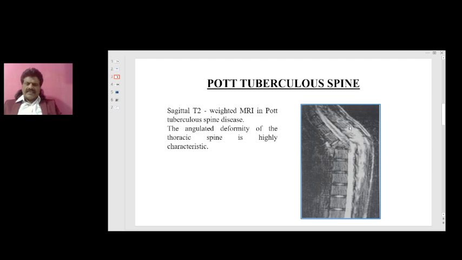Generally, tuberculosis has a tendency to affect the thoracic spine. Disc prolapse has a tendency to affect the cervical and lumbosacral regions, but tuberculosis has a tendency to affect the thoracic spine. So the angulated deformity of the thoracic spine is highly characteristic. You can see the angular deformity in the thoracic spine, which is highly characteristic of tuberculosis. Tuberculosis is especially common in the country where I live, that is India.